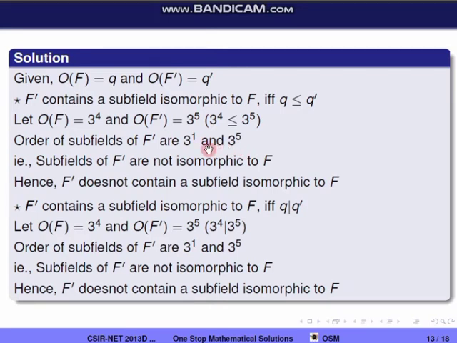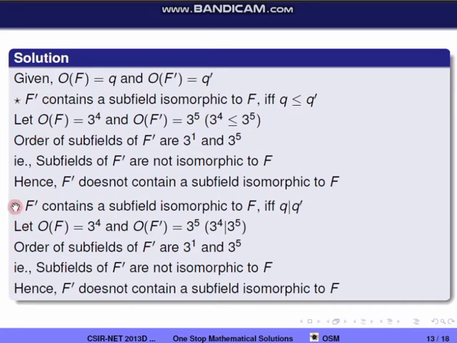We know isomorphic fields have the same order, so the order of F should be equal to the order of some subfield, but we are not getting equal orders. That is, the subfields of F dash are not isomorphic to F. Hence F dash does not contain a subfield isomorphic to F. That is, this condition is not implied, so this option is wrong.